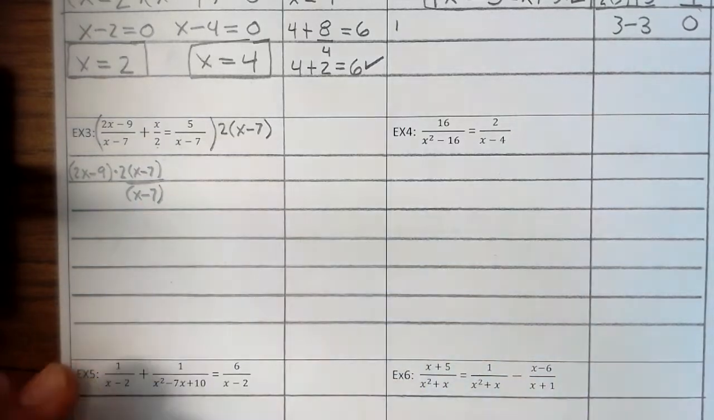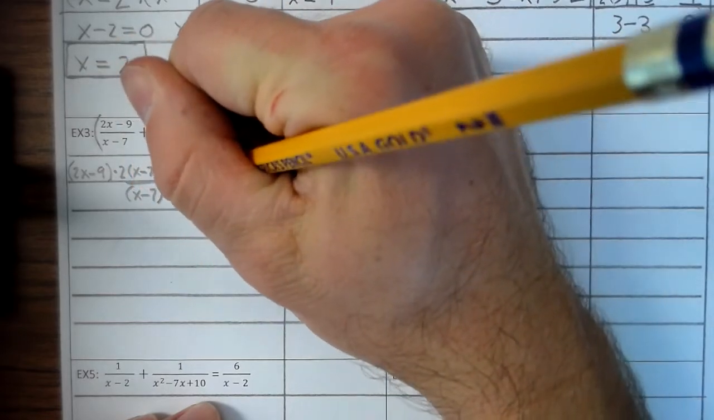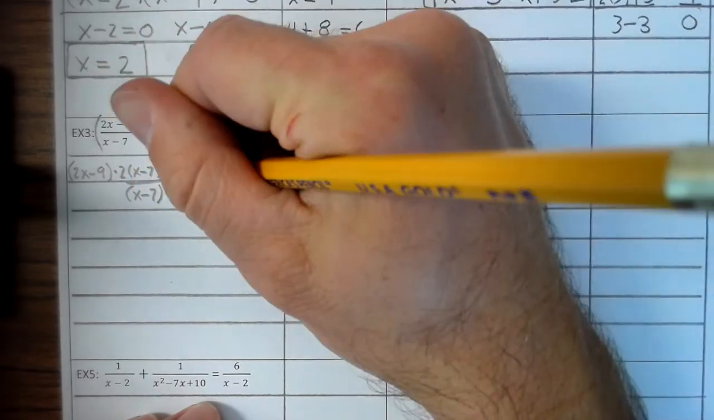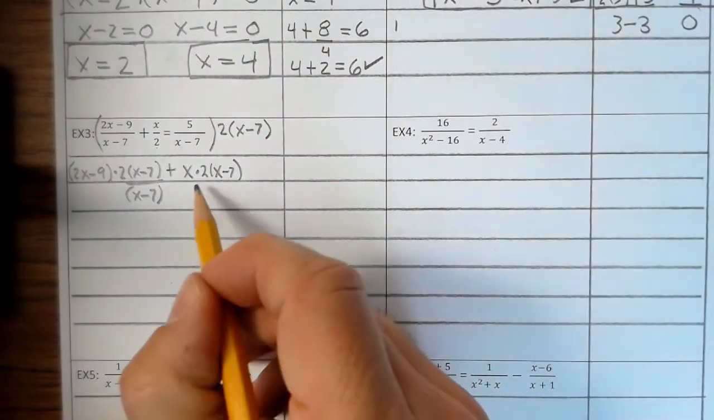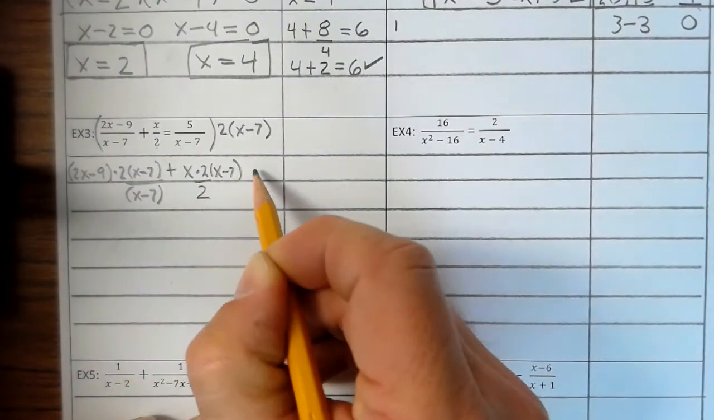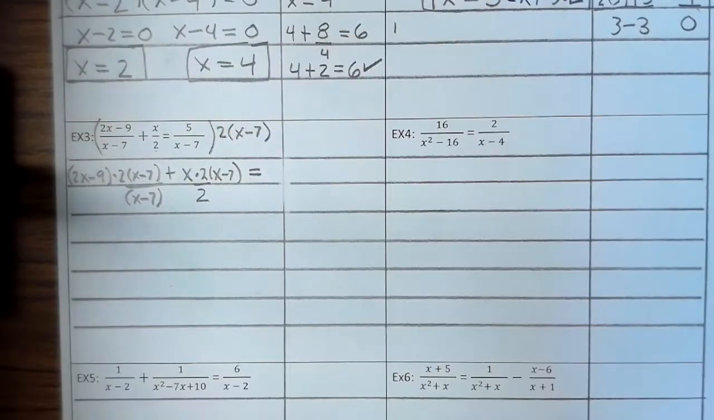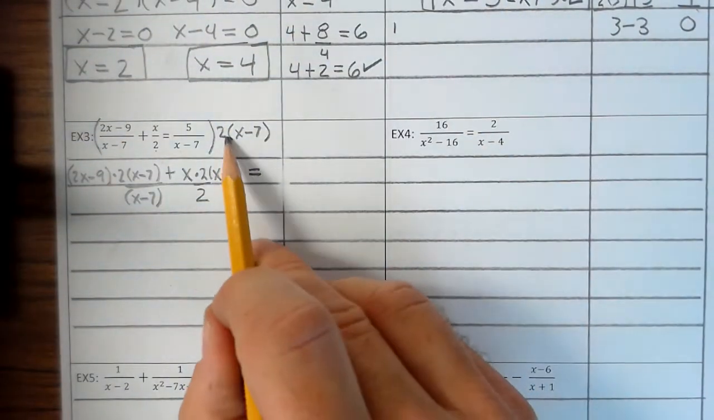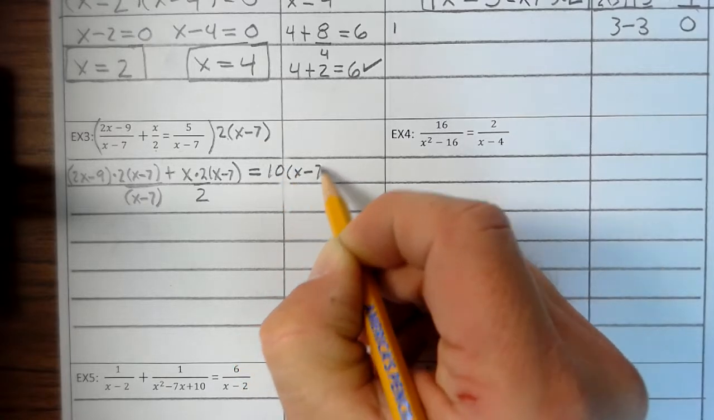Plus x times 2 times x minus 7 divided by 2 equals, and I'm going to have to steal some space from the check space, equals 5. Let's just do this. 5 times 2 is 10, so it's 10 times x minus 7 divided by x minus 7.